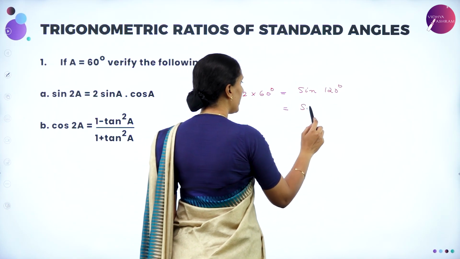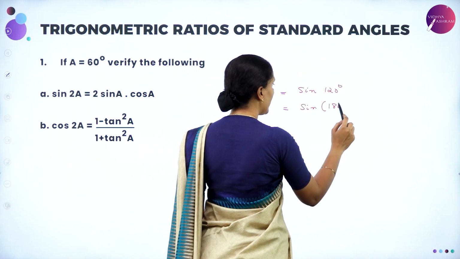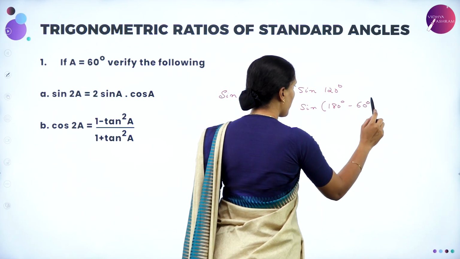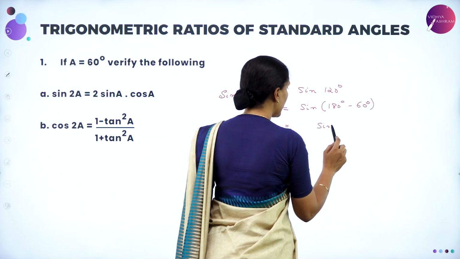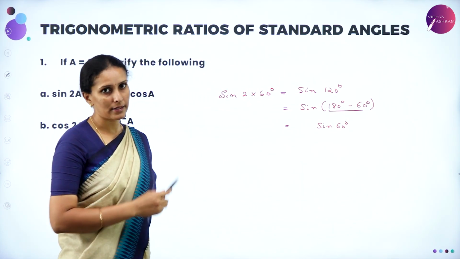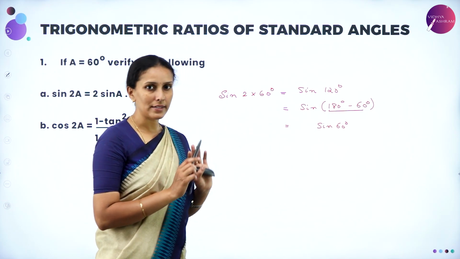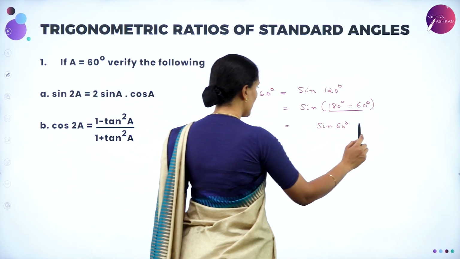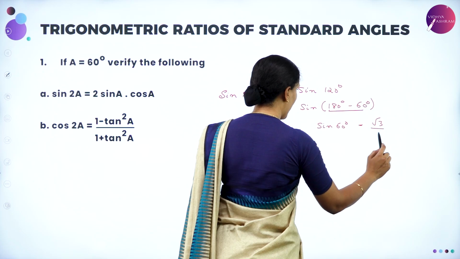And sin 120 degree can be written as sin(180 degree minus 60 degree), which is equal to sin 60 degree. But when I say 180 minus 60 degree, it comes in the second quadrant. So, second quadrant sign is positive. So, it remains the same. The value is root 3 by 2.